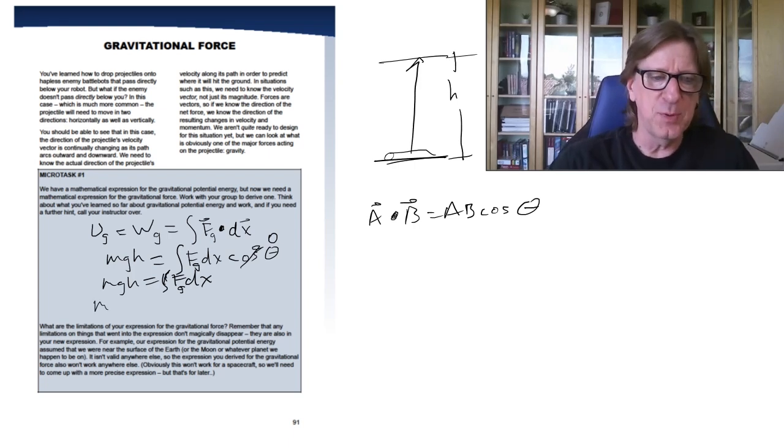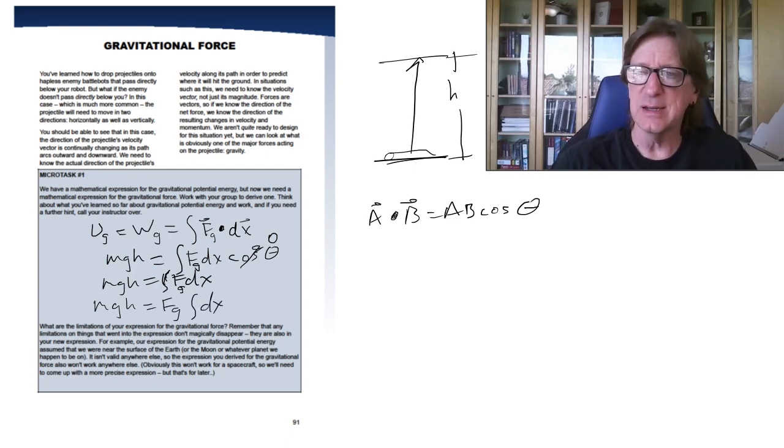So I can pull that outside, and so that gives me F_g times the integral of dx. Well, the integral of the differential is just going to be the variable itself, so that's going to be x, and I'm going to go from 0 up to my height h.